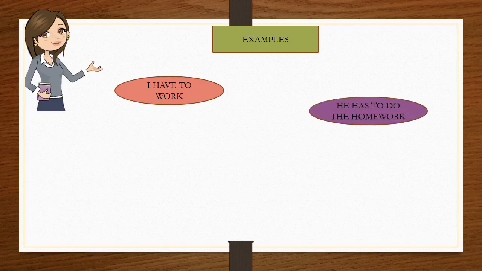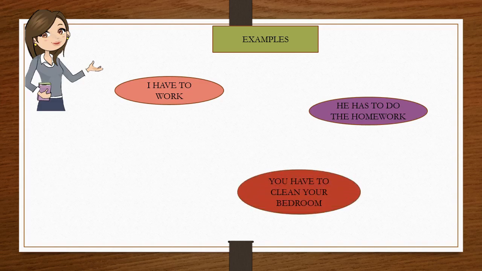He has to do the homework. In this case, we are using the third person singular. That's why it says he has to do the homework. It is an obligation, and it's mandatory that the boy has to do his homework.